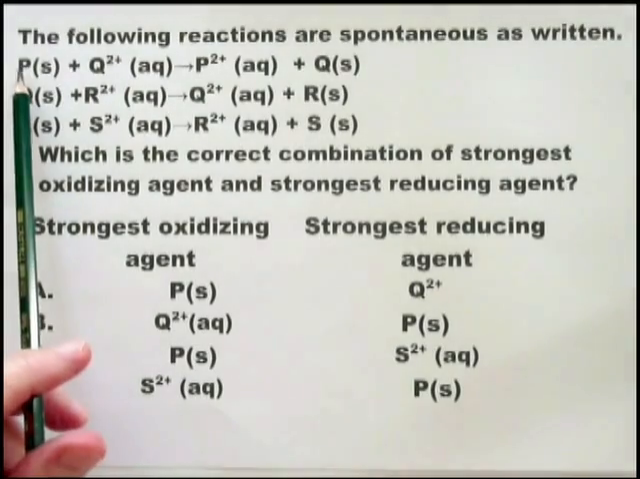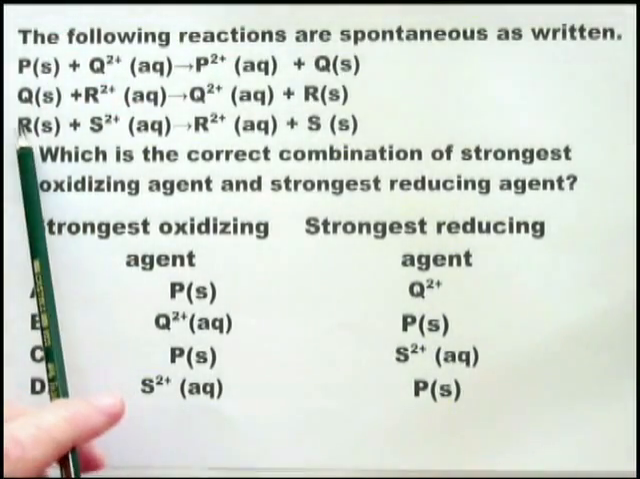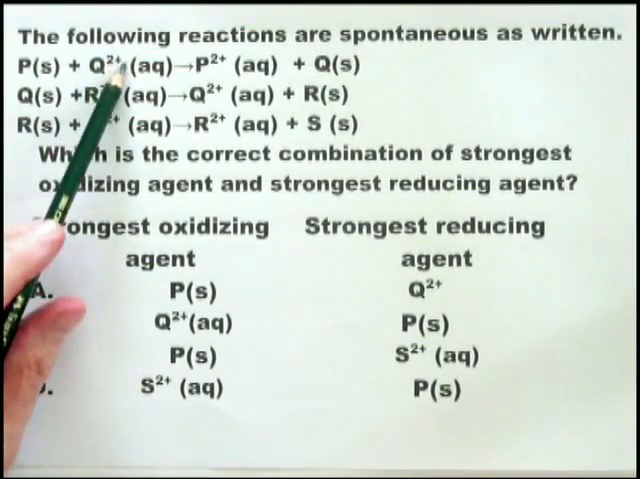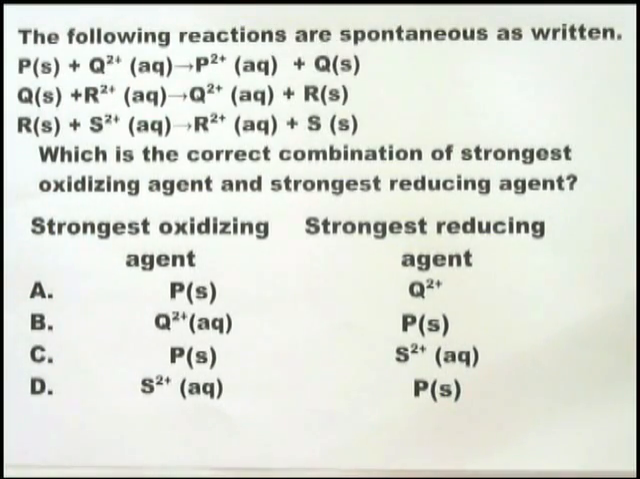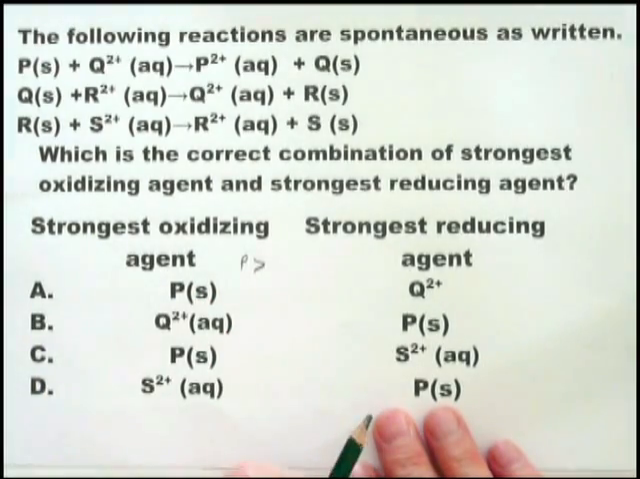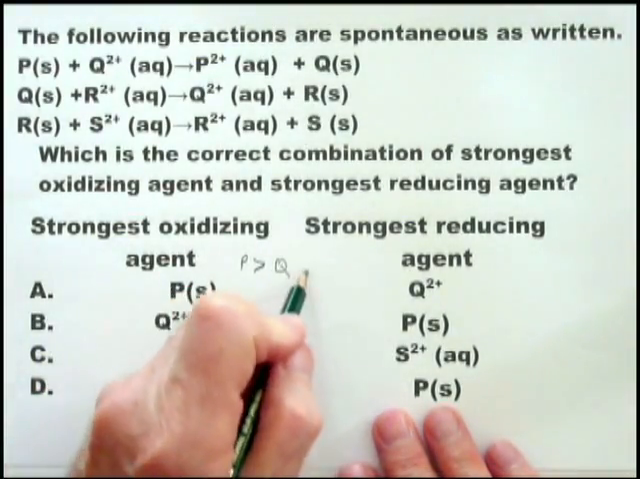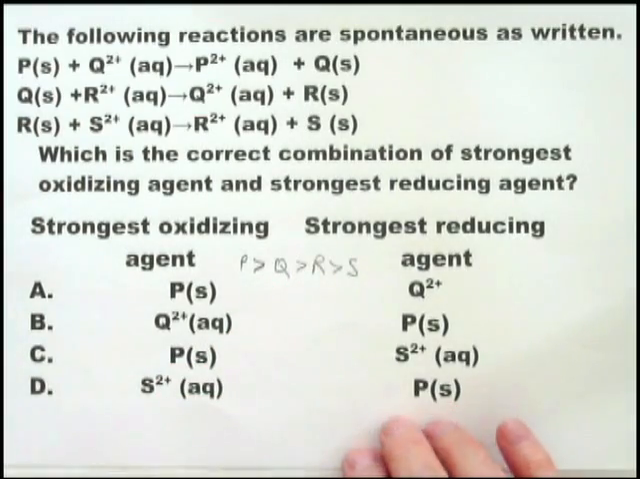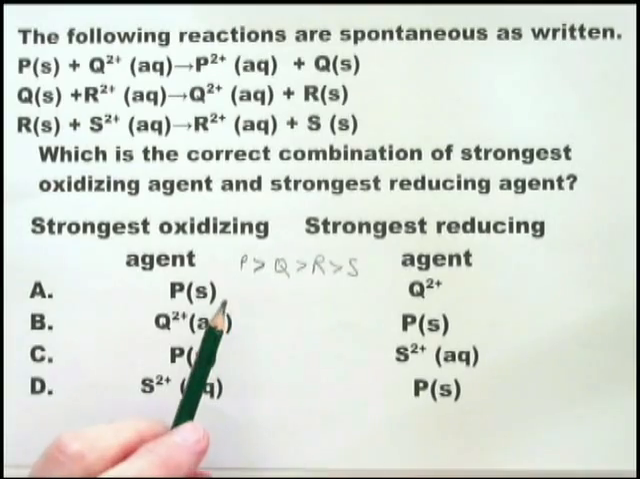And the elements concerned here are P, Q, R, and S. One can guess that they are probably metals because the ions have a 2 positive charge. But in a way, that's not relevant. The important thing is what is the order of reactivity. There are only 3 equations, and it is quite easy to determine the order. Let's see that P is more reactive than Q, which is more reactive than R, which is more reactive than S. So that's clear in terms of the elements.